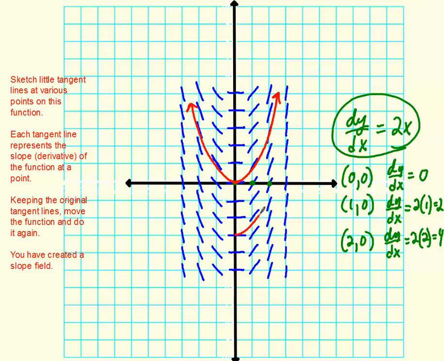Perhaps the parabola of y equals x squared minus 3. It could be y equals x squared plus any constant, positive or negative. That's a slope field. And that's how we use a slope field.